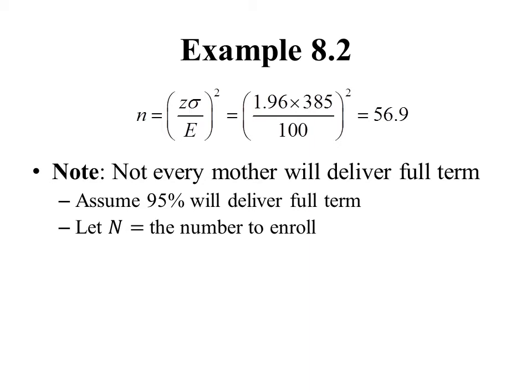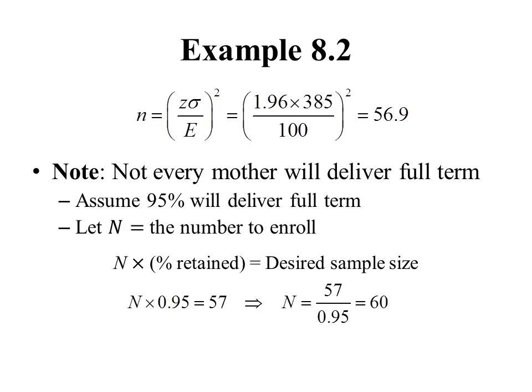So let's let the number n denote the number that we're actually going to enroll in the study. And so n times the percent retained, or the percent that are going to deliver full term, equals the desired sample size. So this simple formula right here takes into account my attrition rate and the actual desired sample size that we just calculated up here. And so what we want to know is n, that's the number to enroll.